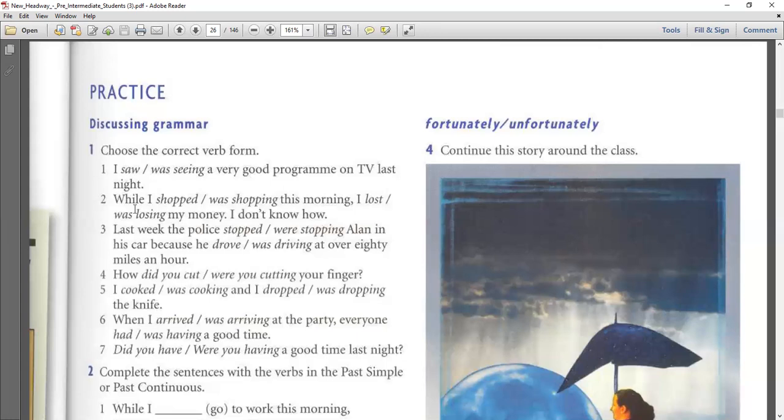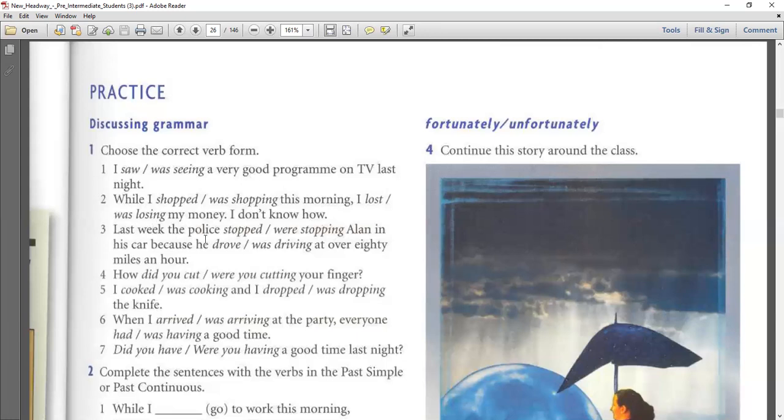While, number 2, while I have told you the rule about while and when. While I shopped this morning, or while I was shopping this morning, we will have to select. While I was shopping this morning, I lost my money. I didn't know how. Okay.